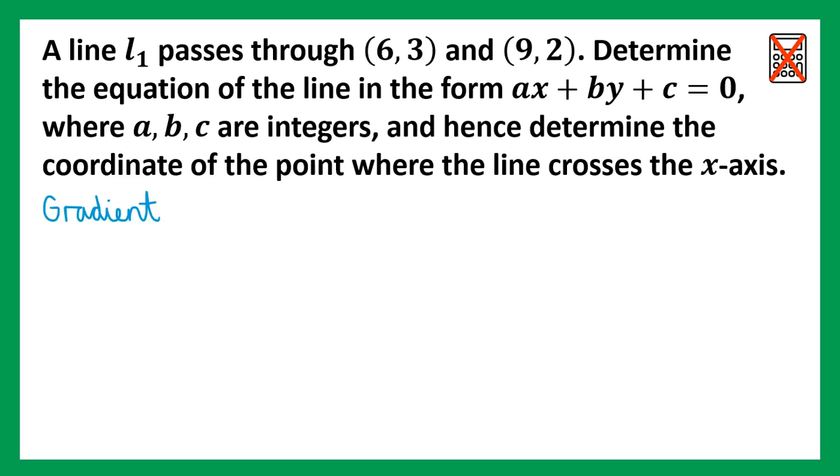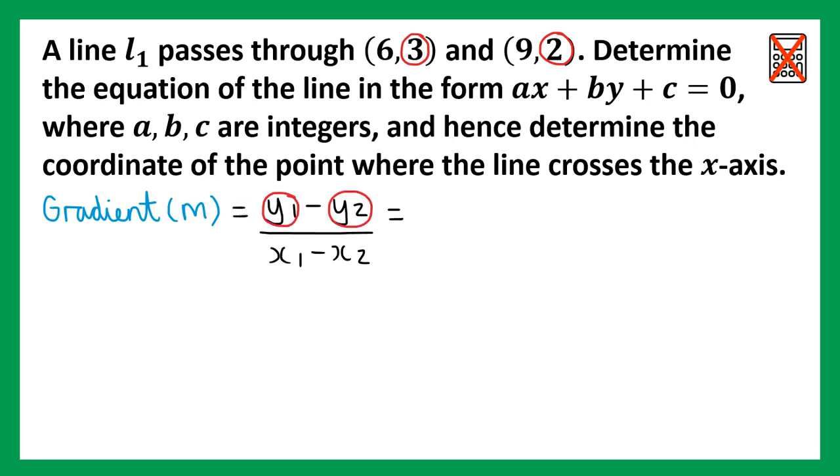If the gradient is not known, and I've been provided with 2 points, I can use the formula y1 minus y2 over x1 minus x2 to help me find it. The difference between the y values will give me my change in y, which is the rise. It doesn't matter which point we start with, we should still end up with the same answer at the end as long as we stay consistent.